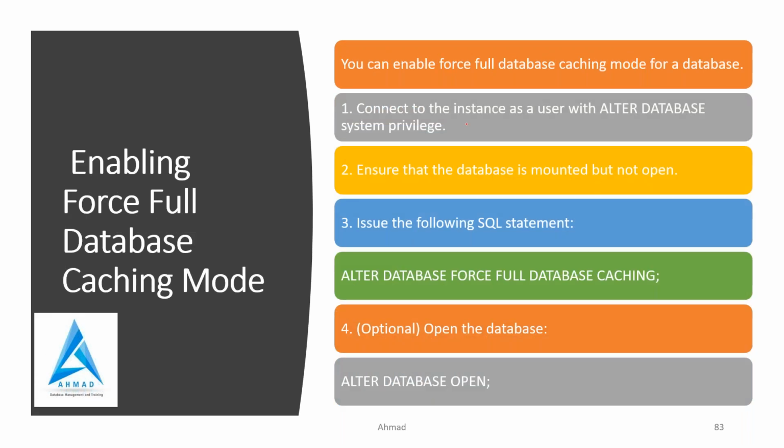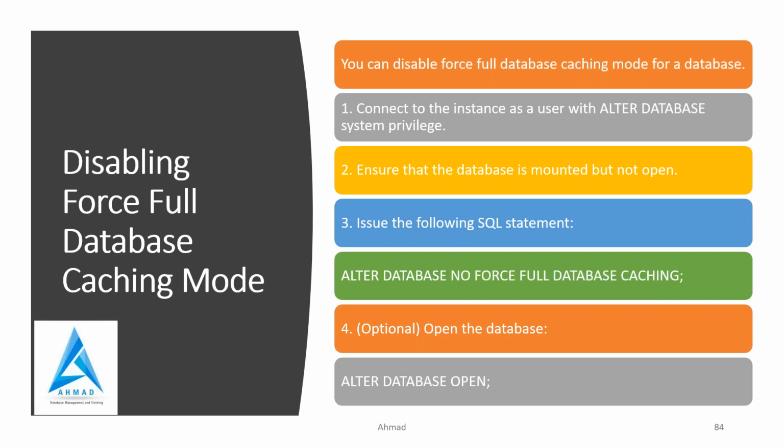So in mount mode you have to do that. These are the steps: you ensure that the database is mounted, then you fire ALTER DATABASE FORCE FULL DATABASE CACHING, then you open your database. So this is the way you can do that. Same way, when you set the database in archive log mode, you put your database in mount mode and fire ALTER DATABASE ARCHIVELOG. Okay, clear? And if you want to disable, you say NO FORCE FULL DATABASE CACHING. Again, you have to do that in mount stage.